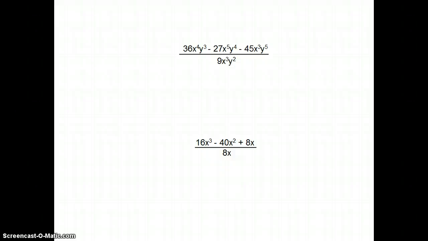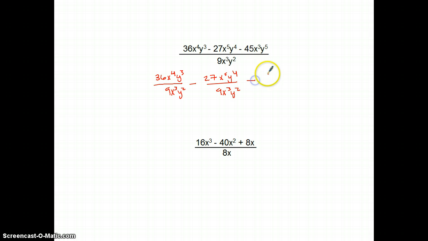We are going to repeat a very similar process here on this slide. The only difference is that we now have 3 terms in our numerator instead of just 2. I'll go about it in the exact same way. I am now going to write 3 separate fractions. The first, 36x to the fourth, y to the third, over my denominator of 9x to the third, y squared. I have a minus, so minus, my next term is 27x to the fifth, y to the fourth, over my denominator of 9x to the third, y to the second. I have another subtraction, so minus 45x to the third, y to the fifth, over 9x to the third, y to the second power.